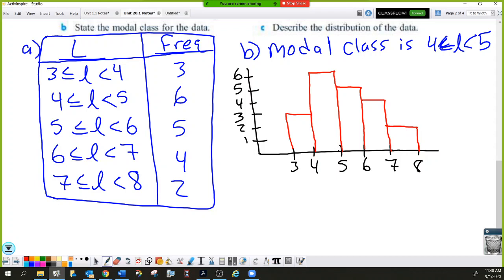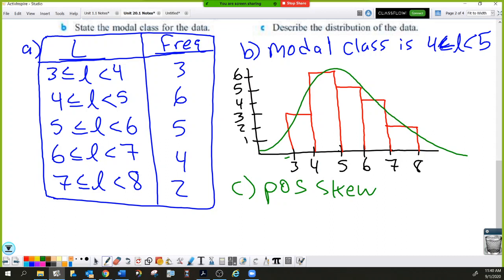Part C says to describe the distribution. So if you had to draw this, it would look like that. It does bump slightly to the left, like Gavin so eloquently shouted out, which would make it positively skewed. So there's a positive skew there.